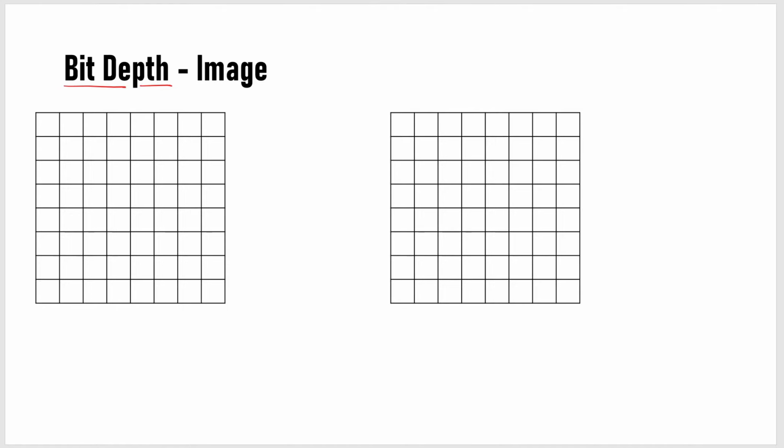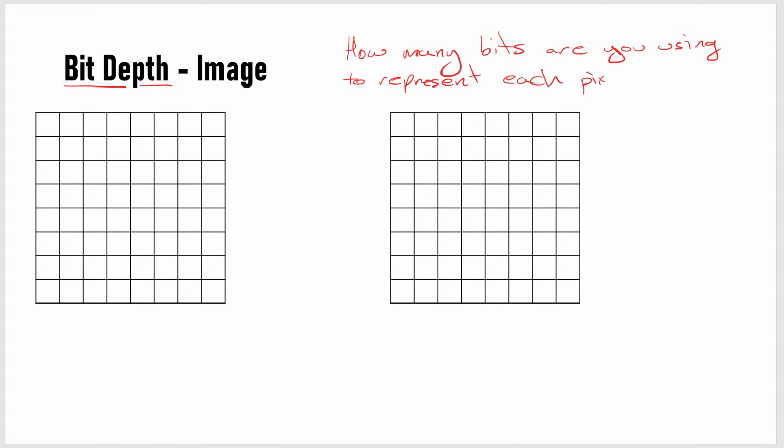So bit depth means how many bits are you using to represent each pixel in an image, like so.